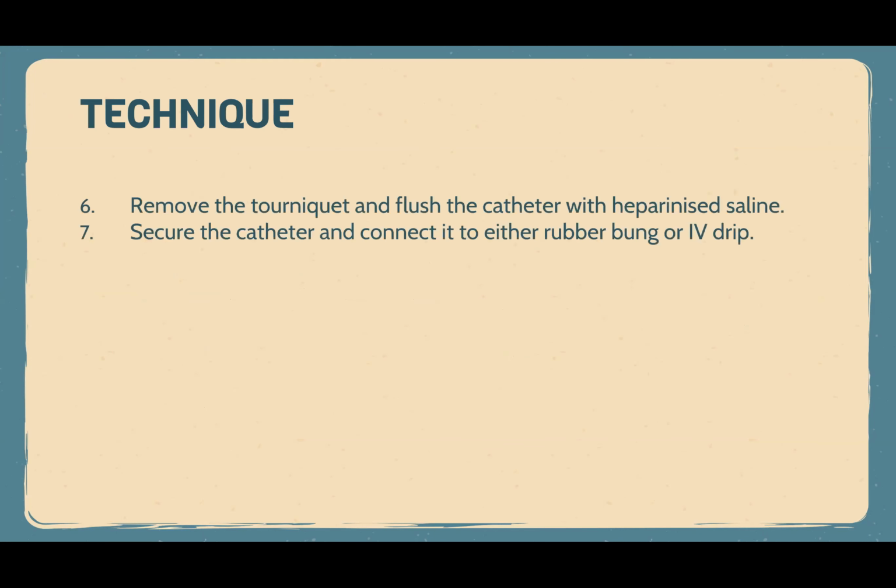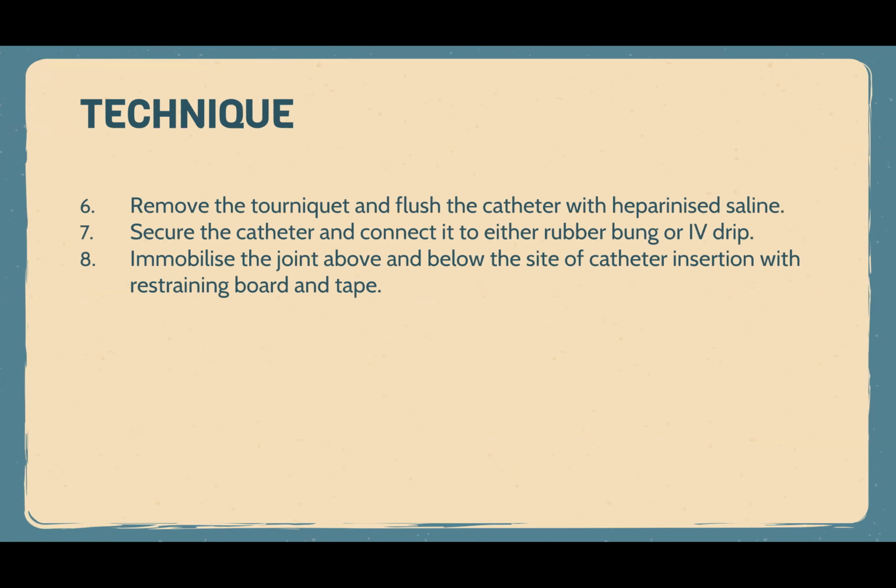And then after that, we can remove the tourniquet and flush the catheter with heparinized saline. Then we can secure the catheter and connect it to either a rubber band or to an IV drip. And then we need to immobilize the joint above and below the site of the catheter insertion with a restraining board and tape.